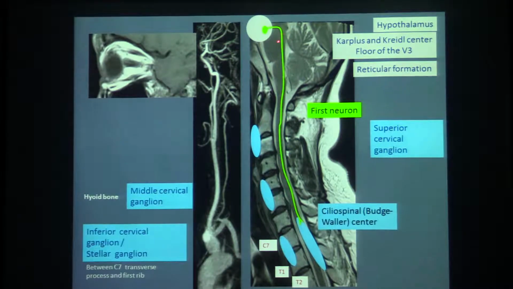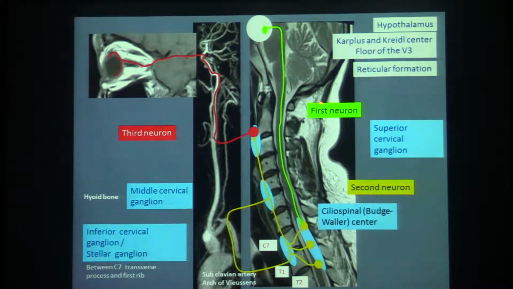It goes at the back of the brainstem with the reticular formation, and it goes down at the posterior part of the spinal cord to the cilio-spinal center, which we call in French the Budge-Waller center, but every country has its own name. And there is the second neuron here, which goes directly through the three ganglia, or which can make an arch under the subclavian artery before going to the end of this second path.